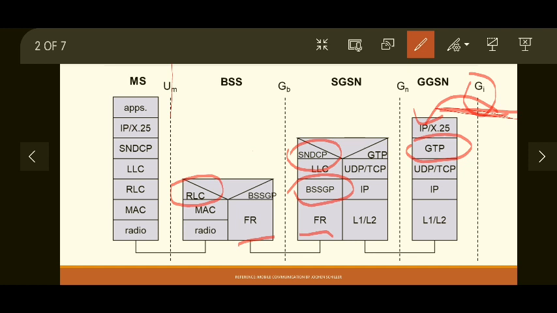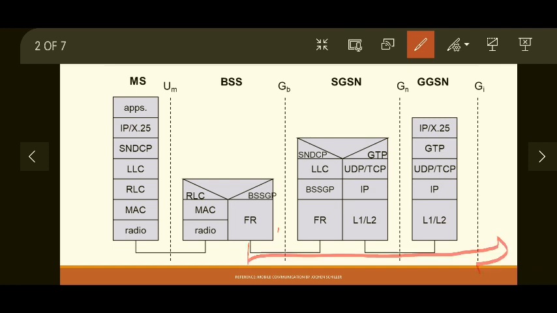So for communication between internal gateway supporting nodes, the Gn interface is used. Now this communication happens through GTP. So GTP you can see here implemented at SGSN as well as GGSN. Then this entire part is made up of wired networks up to this one.